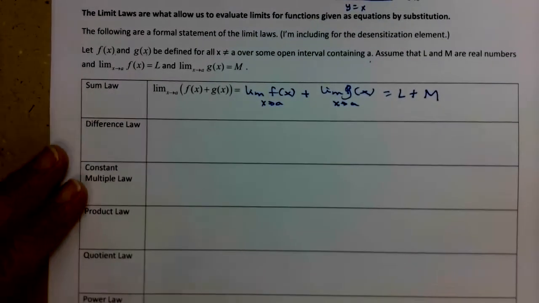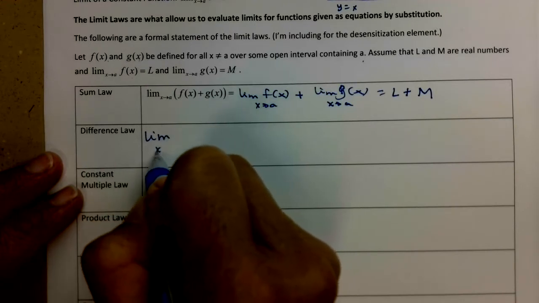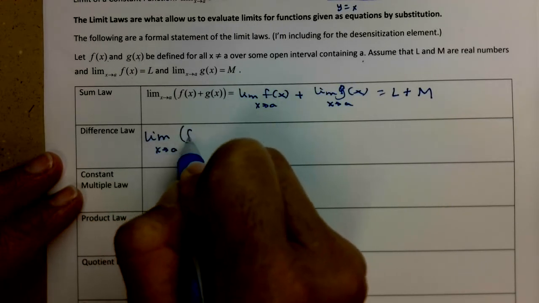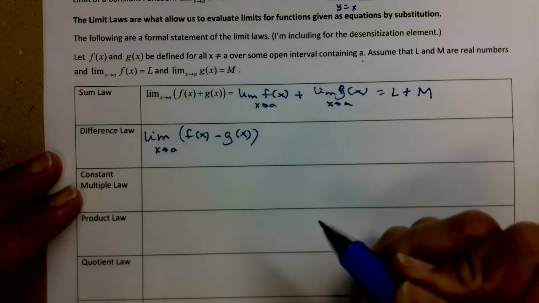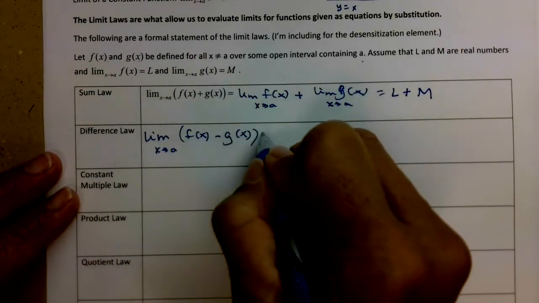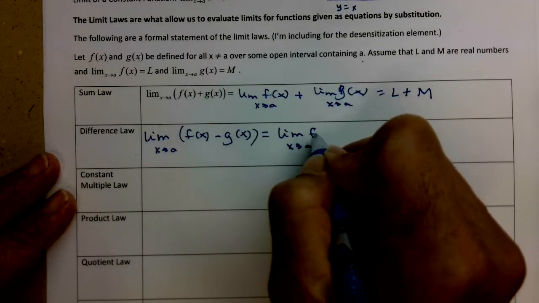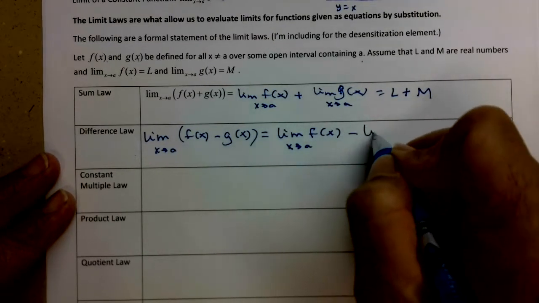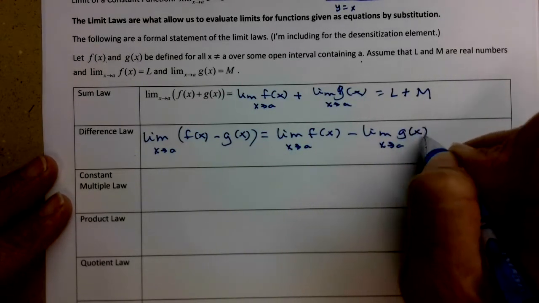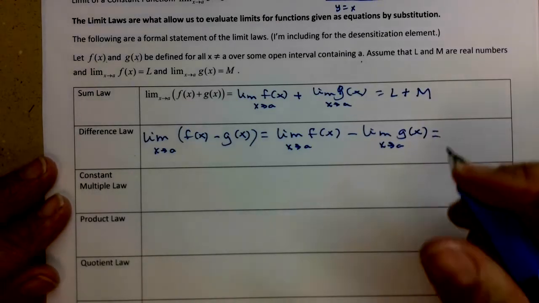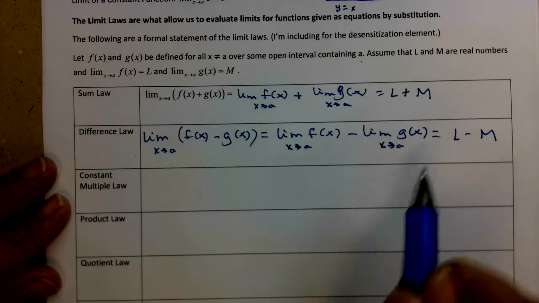The difference law. The limit as x approaches a of f of x minus g of x. So the limit of a difference is the difference of the limits. It's just a great opportunity to write limit a lot. So I know you know what comes next: just L minus M, the limit of f minus the limit of g.